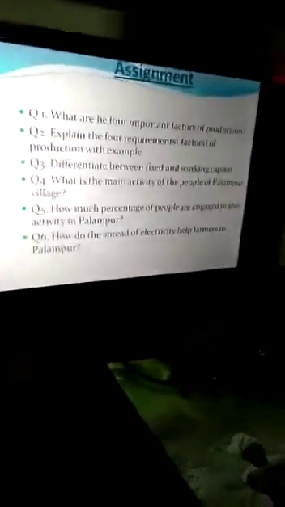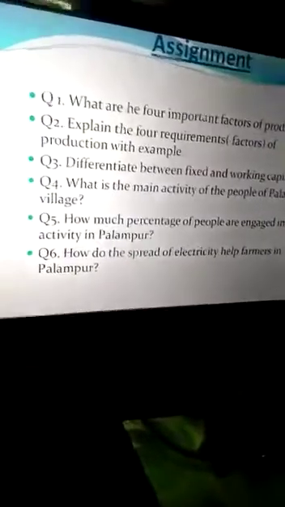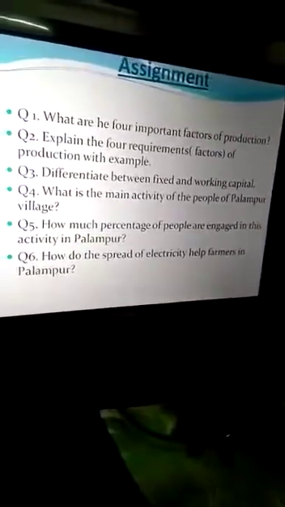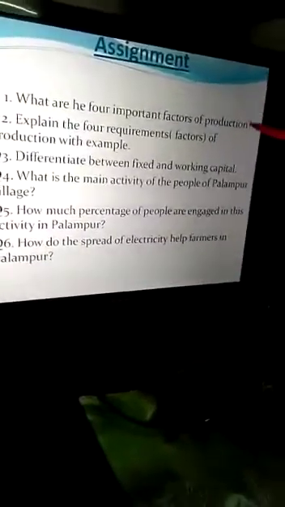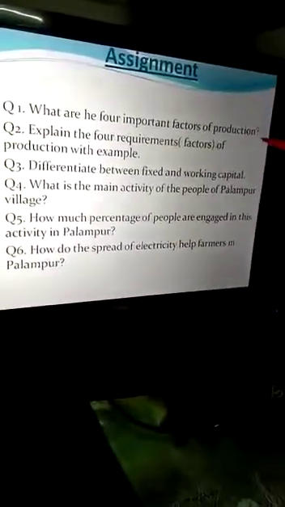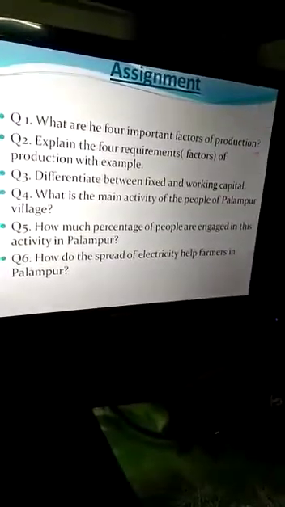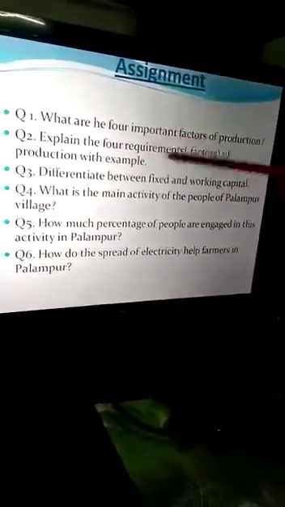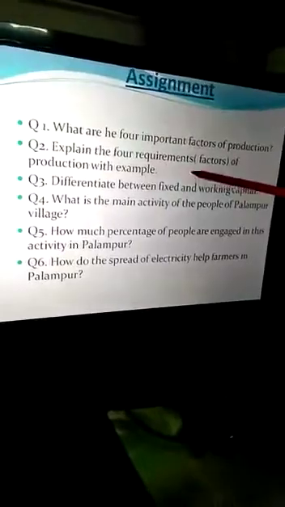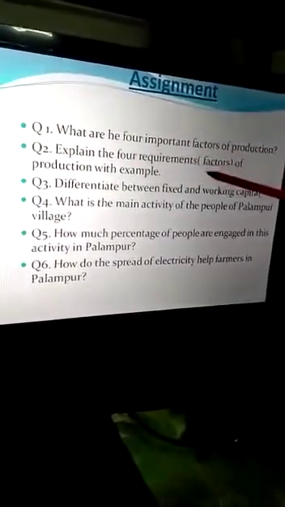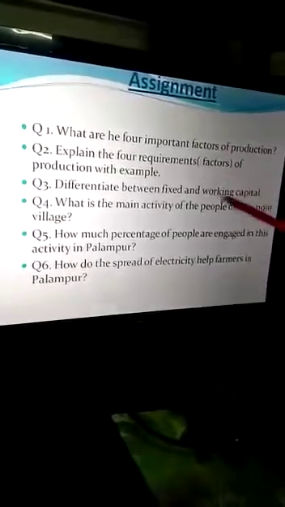There is an assignment for you. The first question: what are the 4 important factors of production? I think the answer is there with you: land, labor, physical capital and human capital. Then explain all the 4 factors with examples. You can take the help of your textbook also, and as I have discussed, if you go through this, you will get the answer.